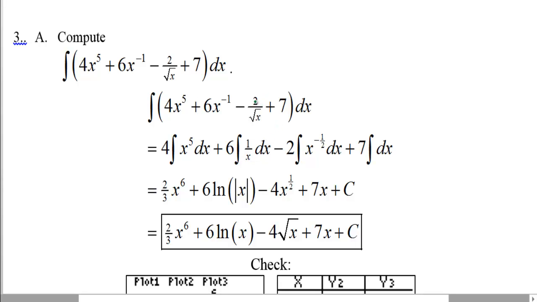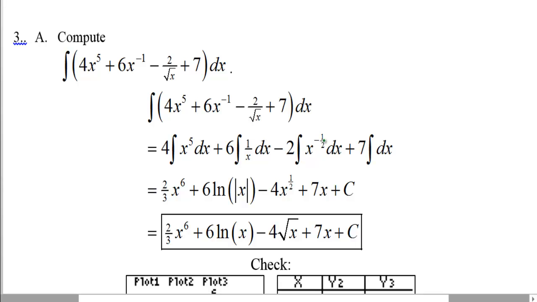Then we got negative 2, we can think of the square root of x as x to the 1/2, but it's in the denominator, so we can think of that as x to the negative 1/2. And this is just a 7 times the integral of dx. So we can use our power rule here. The power goes up 1 to 6, divide by the new power. So you're dividing by 6 or multiplying by 1/6. 4 over 6 is 2/3. The antiderivative of 1 over x is log of the absolute value of x, or if I thought of it as the antiderivative of x to the negative 1, same thing, log of the absolute value of x.